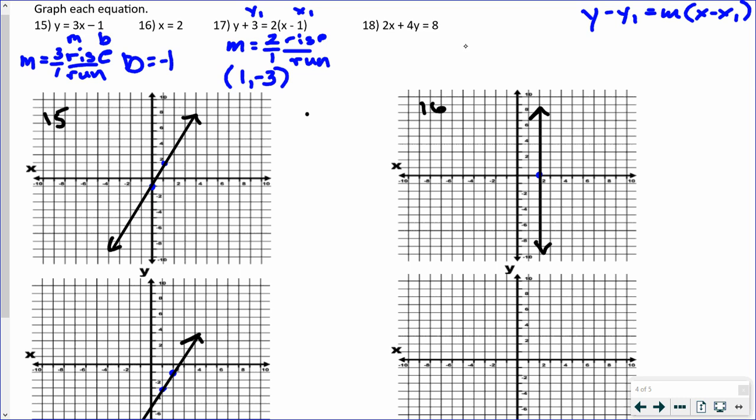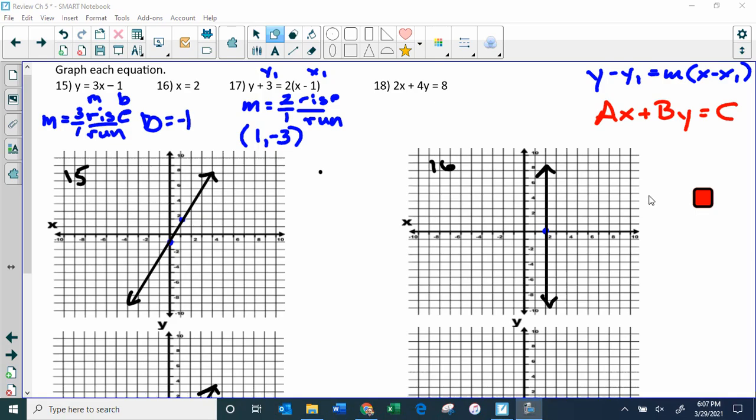All right, last one. So this is in standard form. Again, standard form is ax plus by equals c. And it's the least useful form because it doesn't really tell me anything I can use to graph. So here's how you graph things that are in standard form. I'm going to pause this one second because I want to make a little box. So hold on one. All right, so here we go.